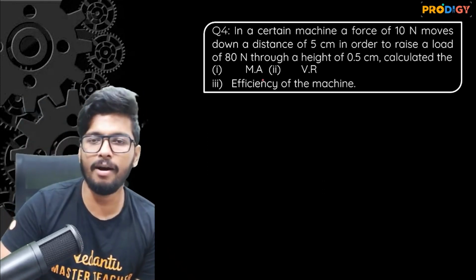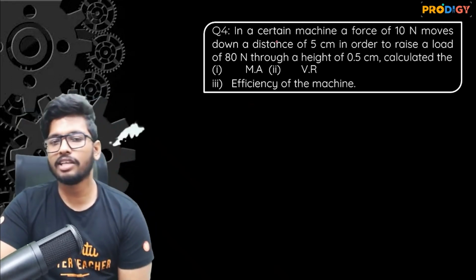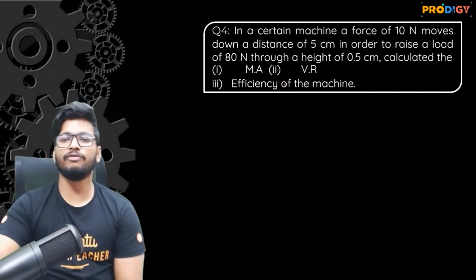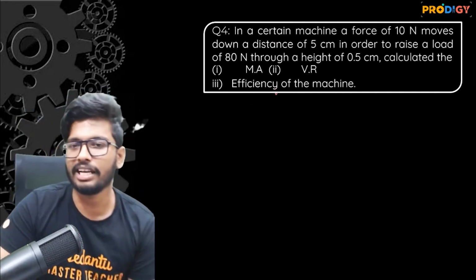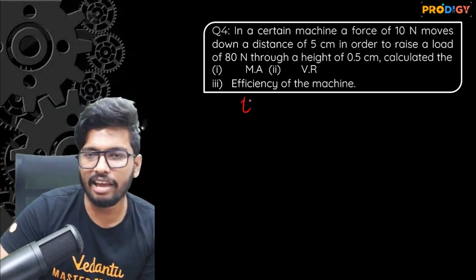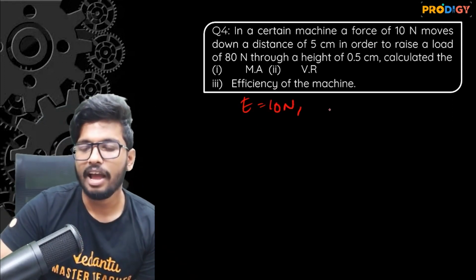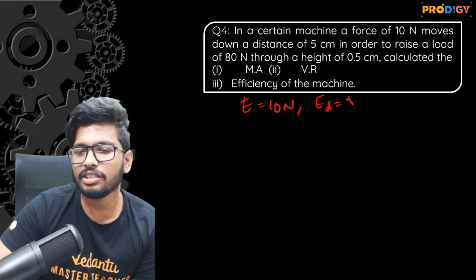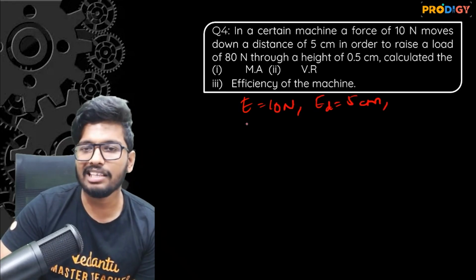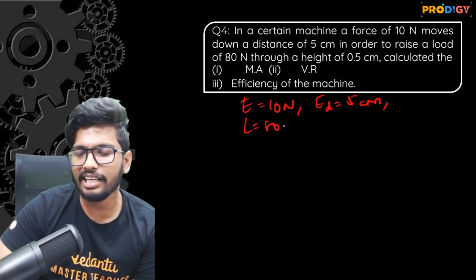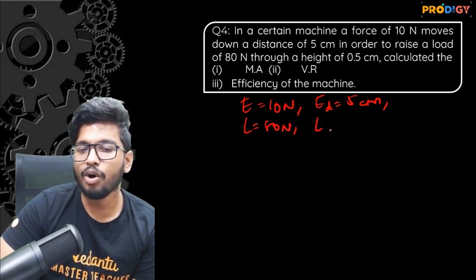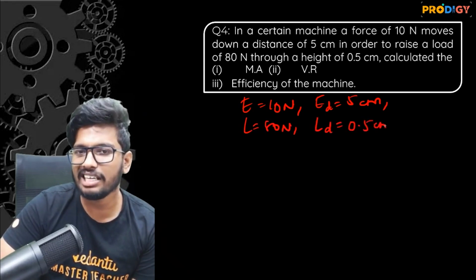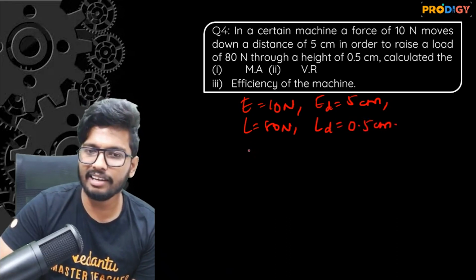Let's try to do this. In a certain machine, a force of 10 Newton moves down a distance of 5 centimeter. So basically, effort is given as 10 Newton and your effort distance is given as 5 centimeter. In the same way, the load is given as 80 Newton and the load distance is given as 0.5 centimeter. First of all, find out the mechanical advantage.